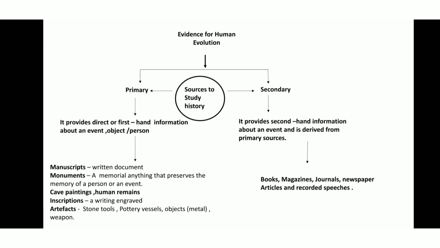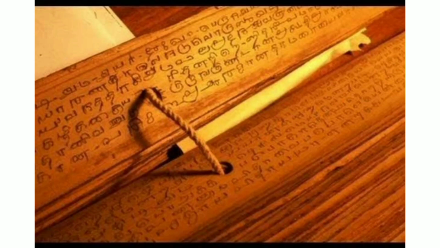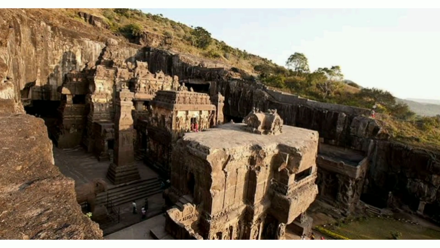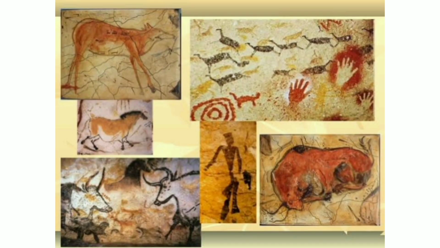Now, let us see some examples of primary sources. The very first one is manuscripts, which are written documents. And a monument is actually a memorial, anything that preserves the memory of a person or an event. When we take cave paintings, we have lots and lots of examples. The best example for cave painting is the Bhimbetka caves in Madhya Pradesh, which were discovered in 1958 by an Indian archaeologist, Dr. V.S. Wakankar.